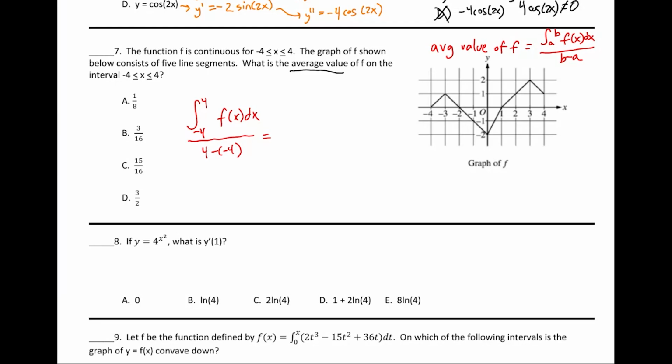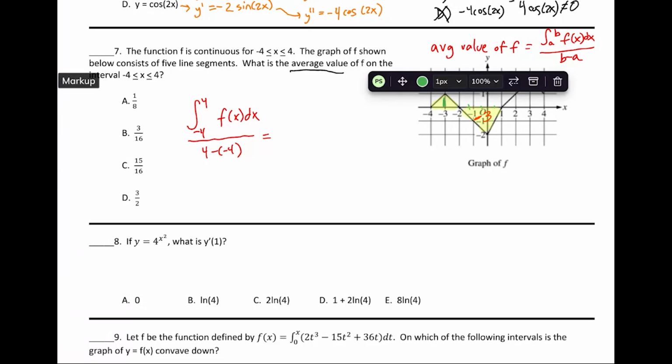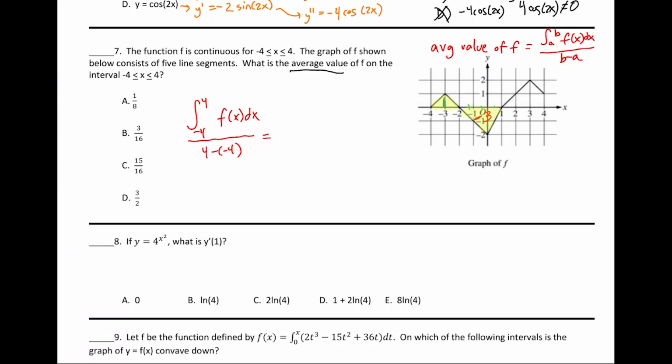So the area of this first segment, we can see pretty clearly that's going to be 1. It's a half plus a half. So we've got a positive 1 area here. And down here, we've got a triangle that has a base of 1, 2, 3 and a height of 2. 3 times 2 is 6, divided by 2 is 3. So the signed area here, because it's below the x-axis, is going to be negative 3. And then let's find this area right here. 2 by 2 is going to be 4, divided by 2 is 2. So this is going to be a positive 2 area.